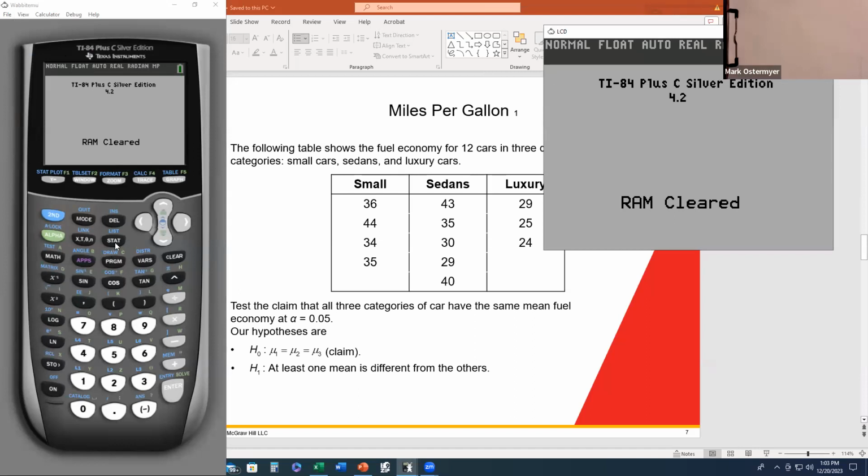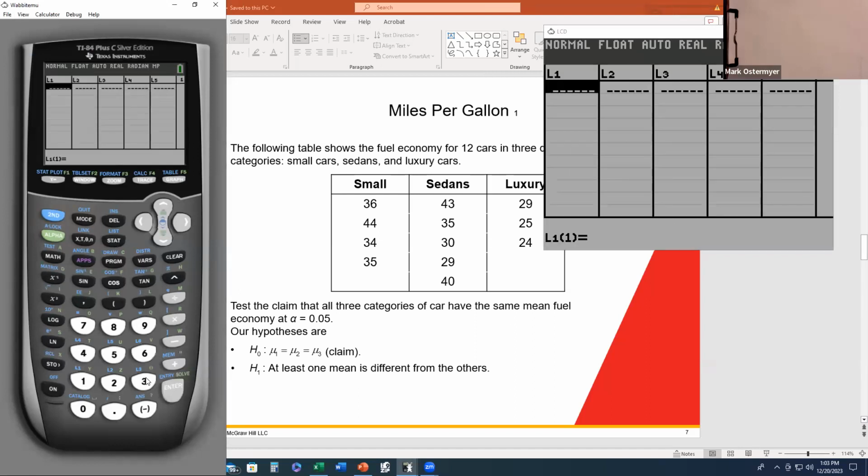First, we have to put our data in lists. So we go to Stat, Edit. In List 1, I will put the fuel economies for the small vehicles. In List 2, I'm going to put the fuel economies for the sedans. And in List 3, I'm going to put the luxury vehicle fuel economies. Then we get out of this by hitting second, mode to quit.